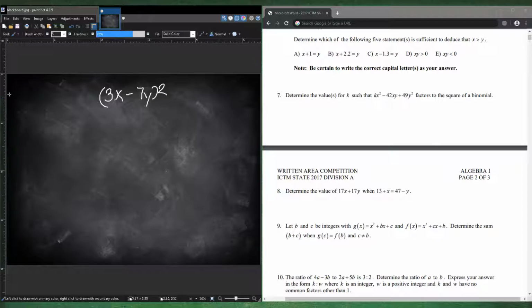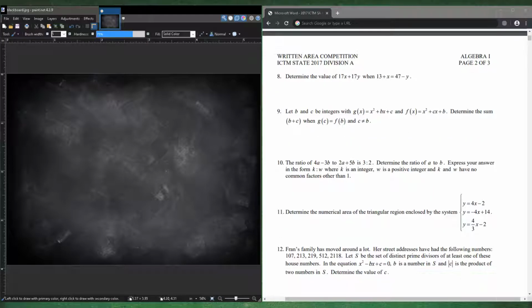So squaring this should be 9x squared. 3x times negative 7y is negative 21xy, and then multiplied by 2 is negative 42xy. And that's why I said to divide by 2, because when you're going the forwards way, it's going to multiply by 2. So if you're doing it the reverse way, you've got to divide by 2. And then negative 7y squared is going to be 49y squared, right? So those two terms match. So we're looking for k, that is 9. So that's the answer for number 7.